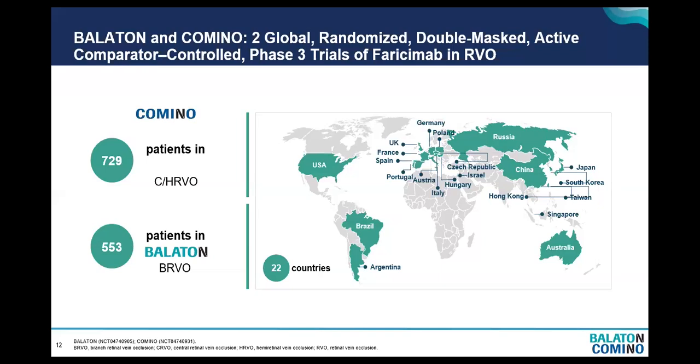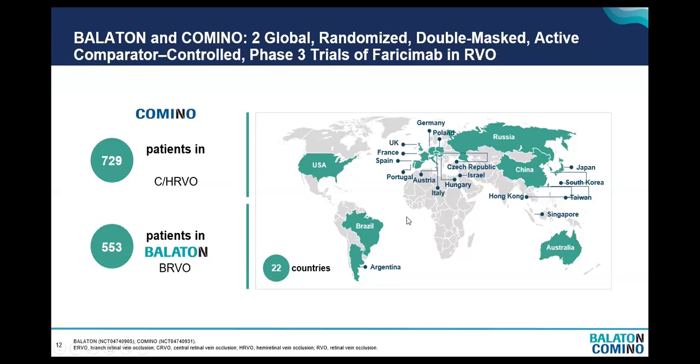Ophthalmology, cardiology, etc. So you're comparing things that are already working, but you're looking at efficacy, probably not in doubt, but durability. How many visits, how many injections, how does the molecule work? Remember here we are targeting 2 pathways with faricimab, as opposed to the other pathway that just targets the VEGF. Again, COMINO, 729 patients, 553 for BALATON.